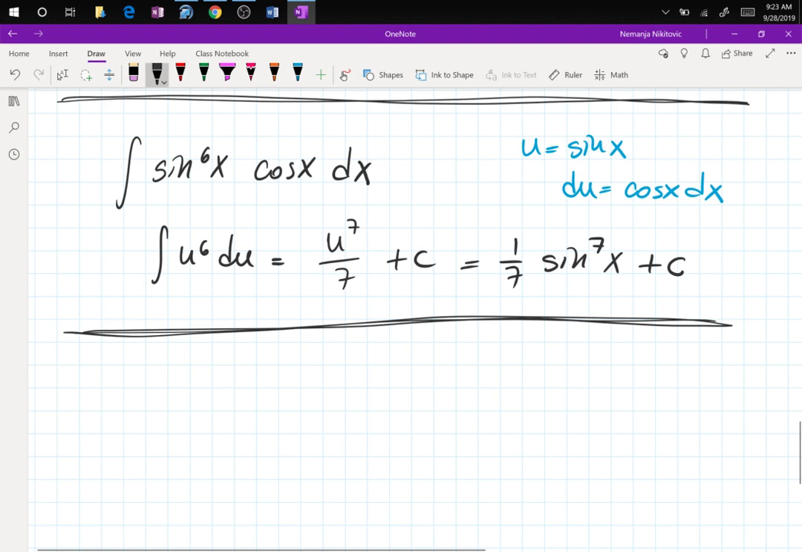So let's see a little bit of e action over here. How about e to the 3 square root of x divided by 4 square root of x dx? So try that one for a few seconds.